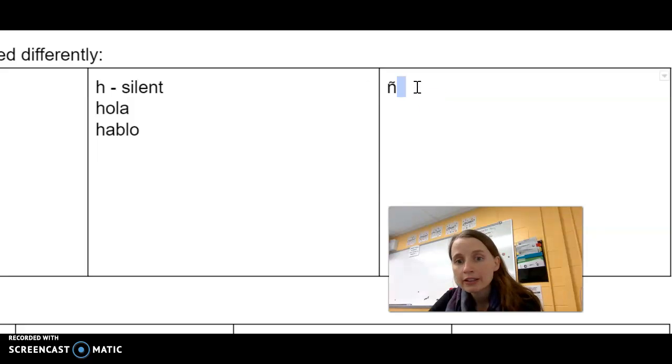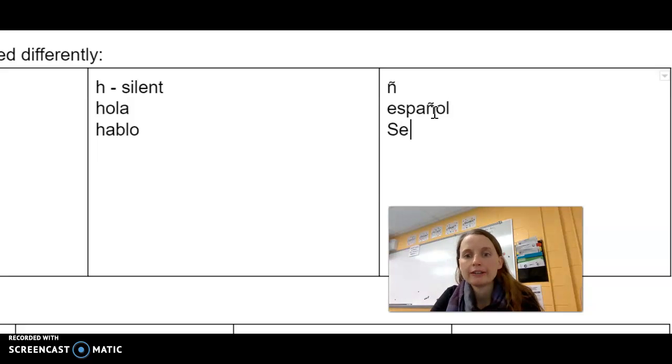And then we have this. The N with the squiggly is called eñe in Spanish, and it makes an ny sound. It's almost like an N and a Y together. We see the ñ in, for example, español, or señora. Señora C, Mrs. C. So you hear the ñ. It's not español, it's español. So that makes an ny sound. Okay.